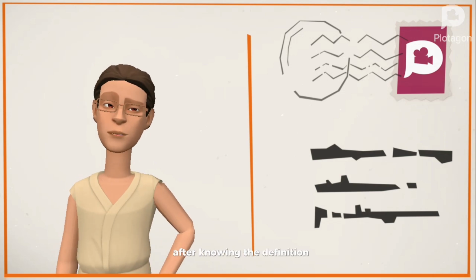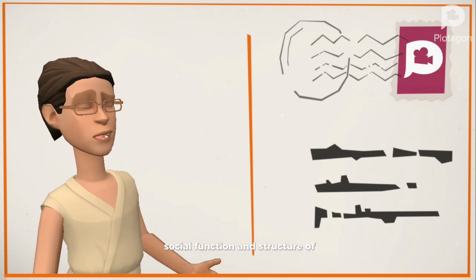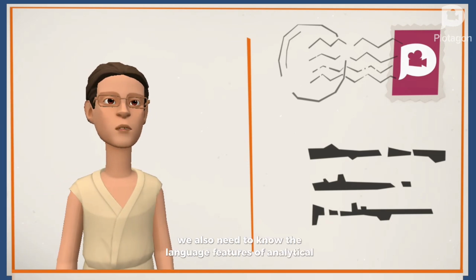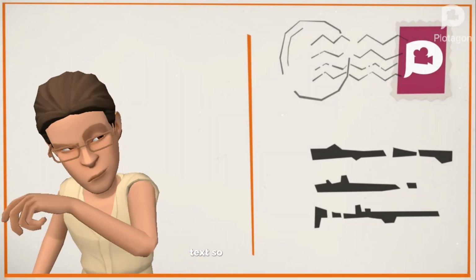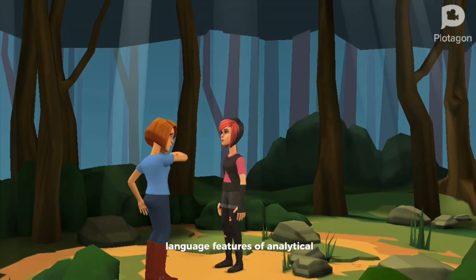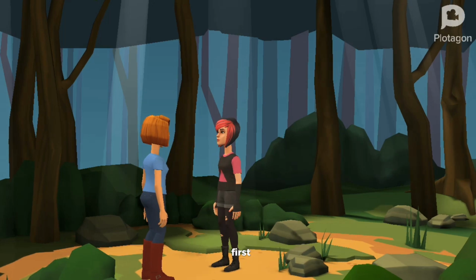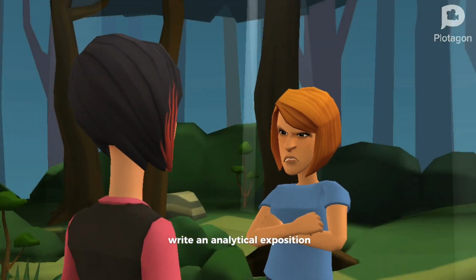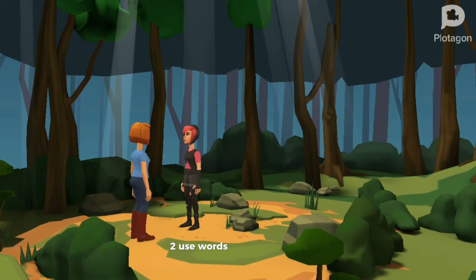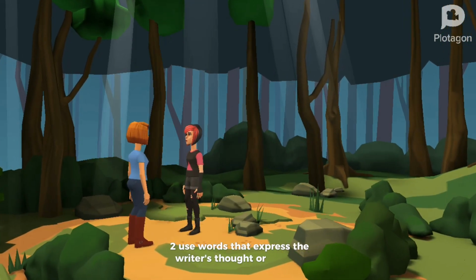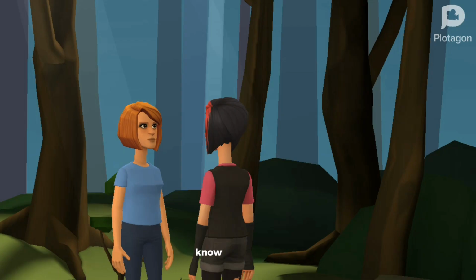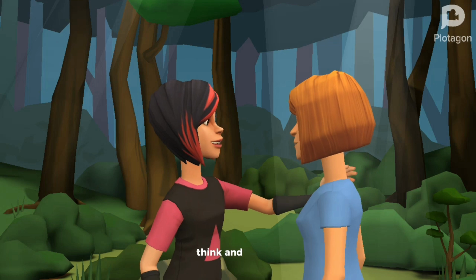After knowing the definition, social function, and structure of the text, we also need to know the language features of analytical exposition text. So, what are they? Language features of analytical exposition text. First, write an analytical exposition text using the simple present tense. 2. Use words that express the writer's thought or feelings. For example, experience, feel, know, realize, sense, think, and etc.